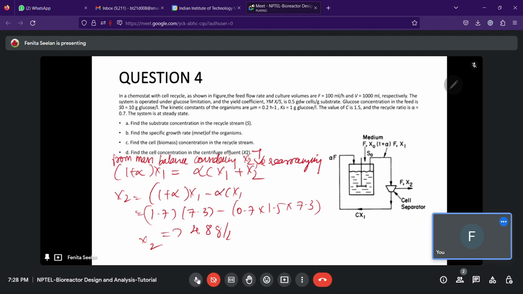That's all I hope I have covered on the tutorial problems. We have solved four problems on chemostat, two with continuous cultivation chemostat, and two others, one with the chemostat with recycle, and the other one is a two-stage chemostat system.